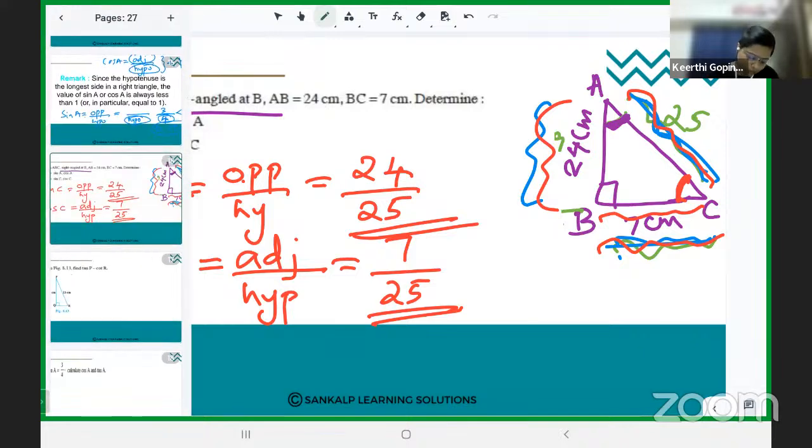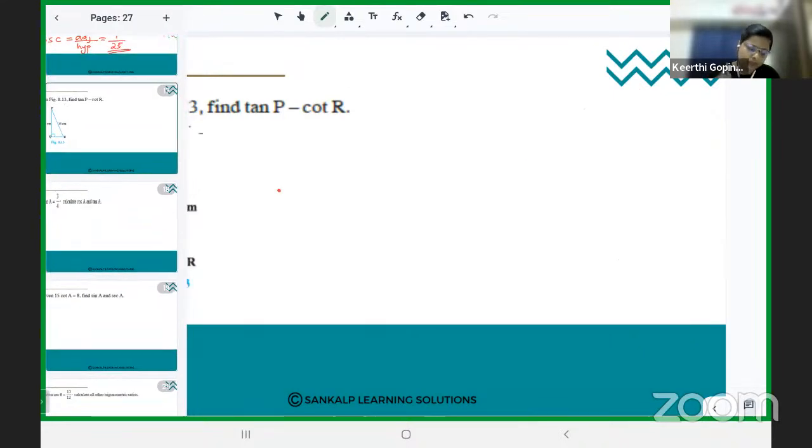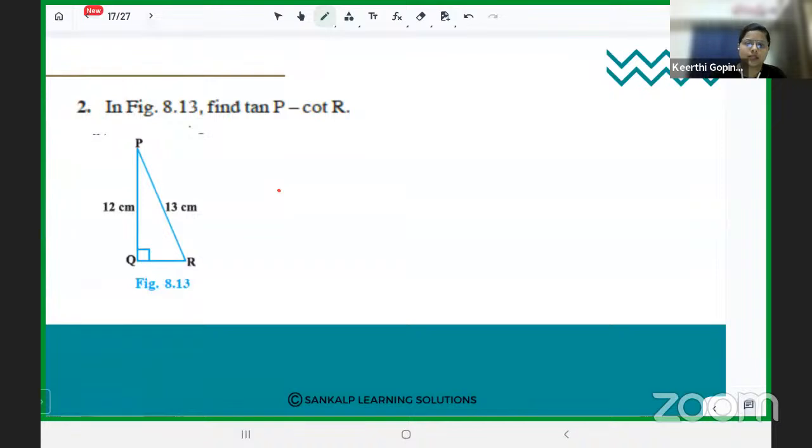Now we are moving on to the second question. In figure 8.13, find tan P minus cot R. We have to find out the value of tan P minus cot R. For that, we have to first obtain what is tan P and what is cot R. First we have to find out tan P. Tan P is opposite side by adjacent side.